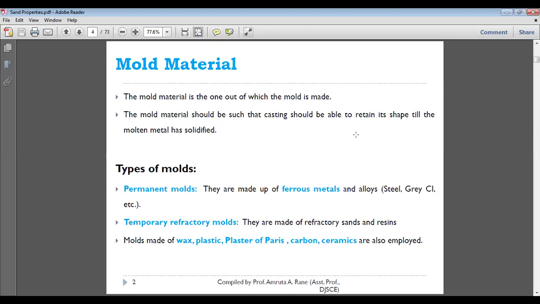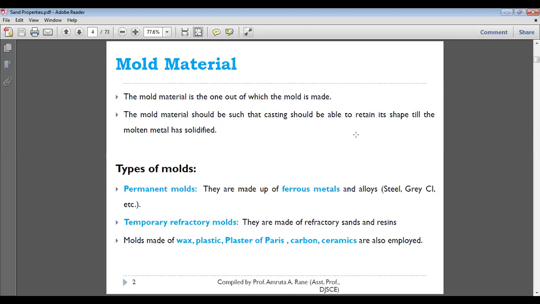The types of molds: we have permanent molds and we have temporary molds. Permanent molds are made up of ferrous metals, normally steel and cast iron, etc. So permanent molds are dies and they are repetitively used. But the temporary or single-use molds are made up of refractory materials that are basically sands, refractory sands and other resins. So we'll be discussing today about the molding sand.